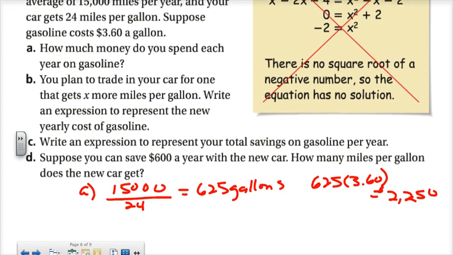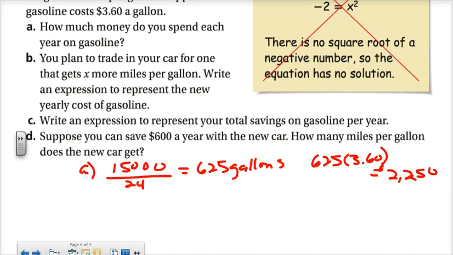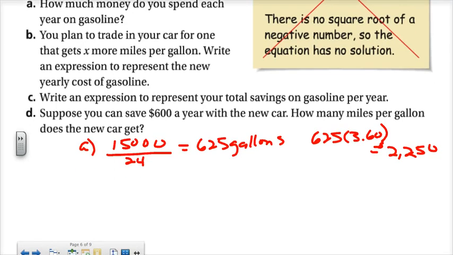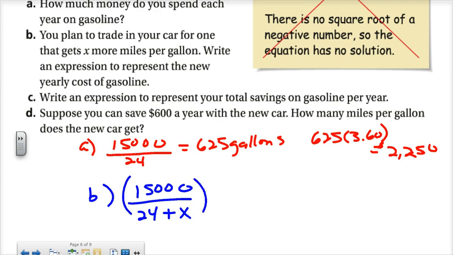All right, let's look at B. You plan to trade in your car for one that gets x more miles per gallon. Write an expression to represent the new yearly cost of gasoline. Okay, well, originally it was 15,000 over 24, but you're going to add an increase, hopefully, in miles per gallon there. And then whatever you get from this, just like in the last one, you're going to have to multiply that by $3.60. And that would get you what you want. And they just wanted an expression, so we're not going to set it equal to anything.